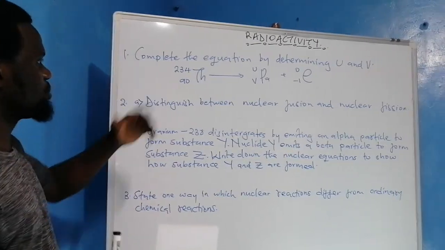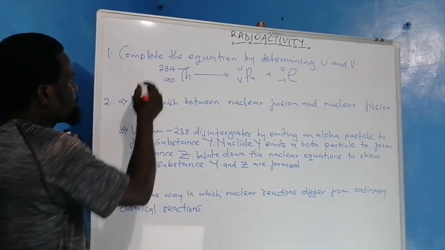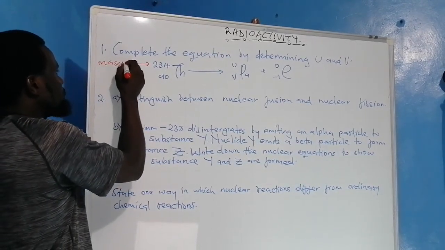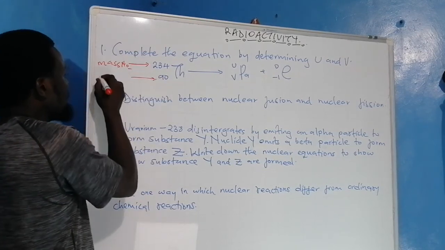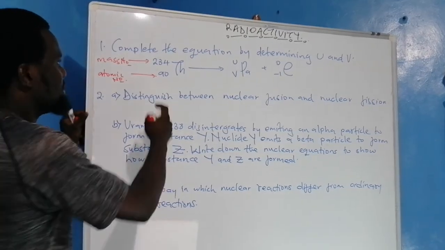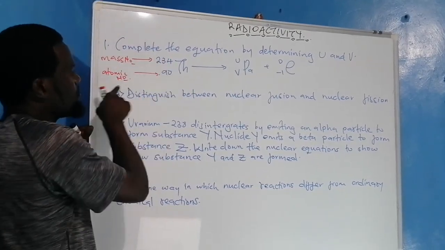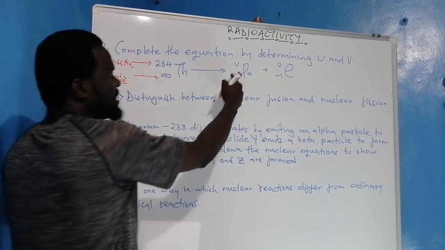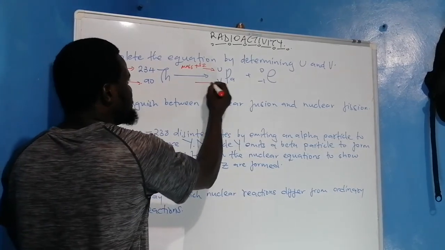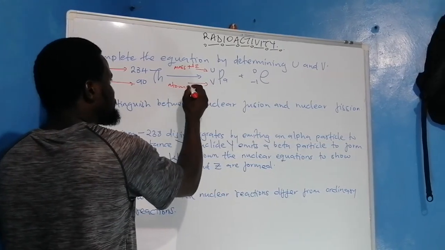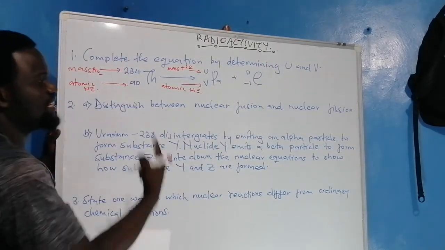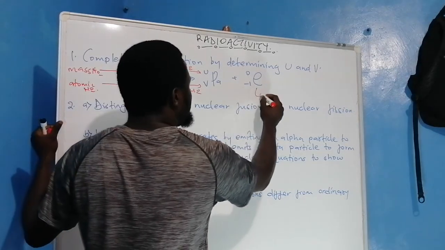Now generally, as we look at this question, this 234 normally stands for the mass number, and 90 is the atomic number. So this one is a nuclide. In this case, we have the mass number 234 and the atomic number 90. This one is the mass number, and this one is the atomic number. Now, this particle, 0, -1, is normally called the beta particle.